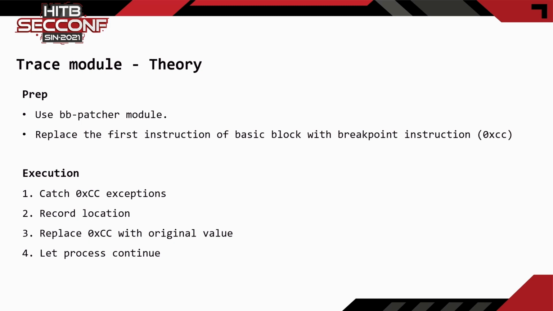When the breakpoint is triggered, it will replace the breakpoint instruction with the original instruction, and then let the program continue. In this way, we can get all basic blocks that have been executed. Therefore, the trace module in trapfuzzer is actually a simple debugger.